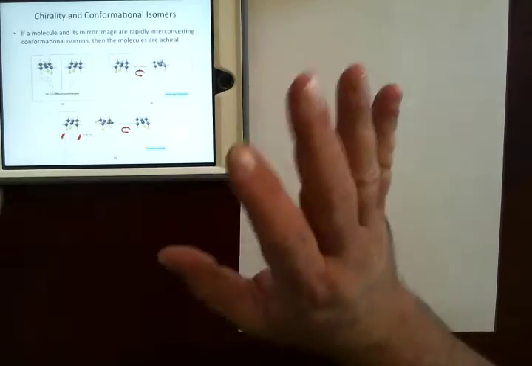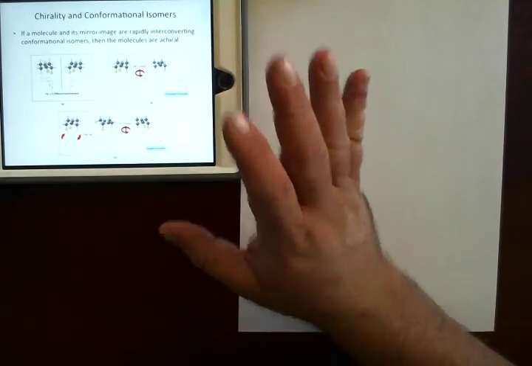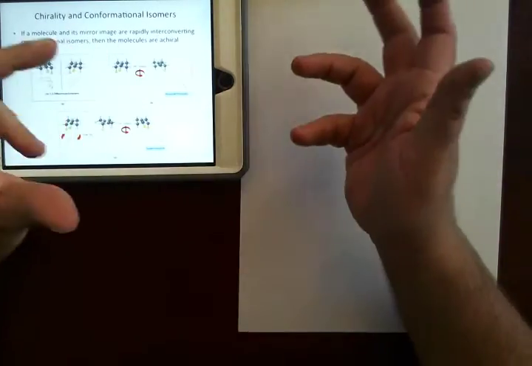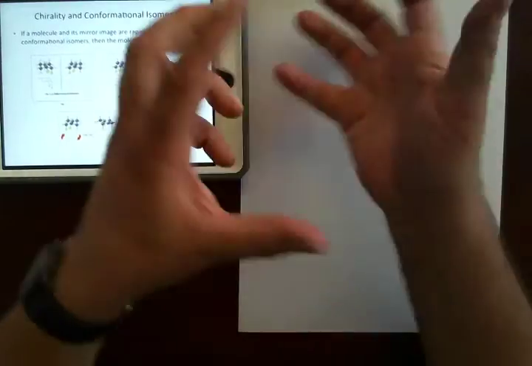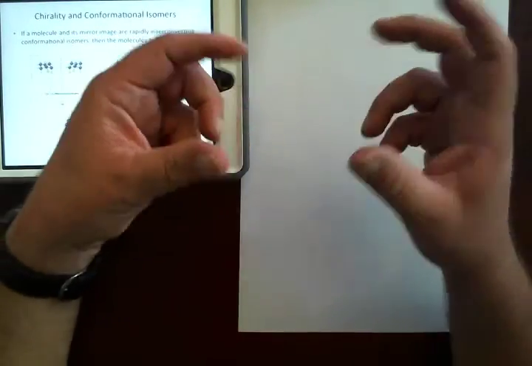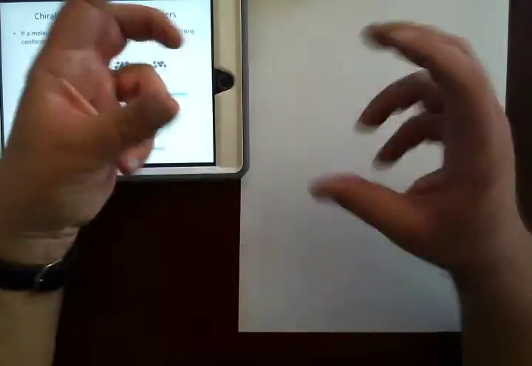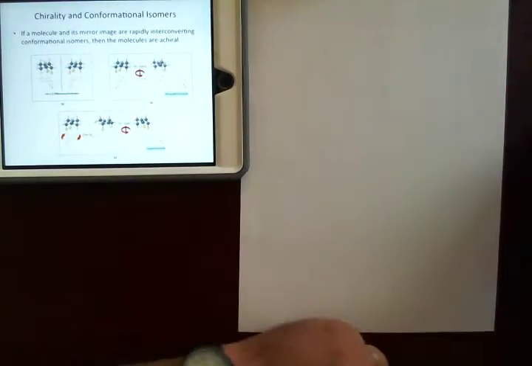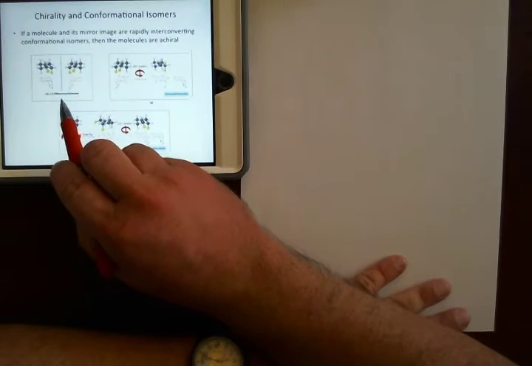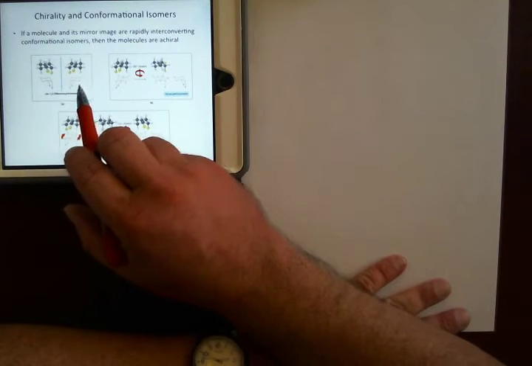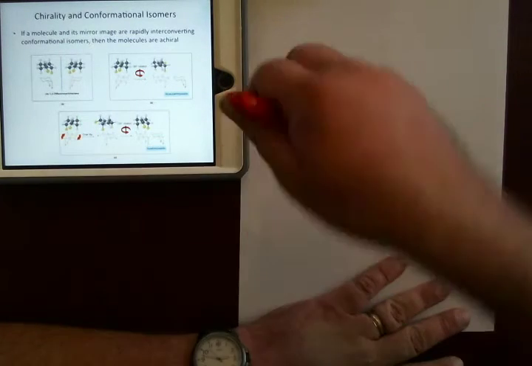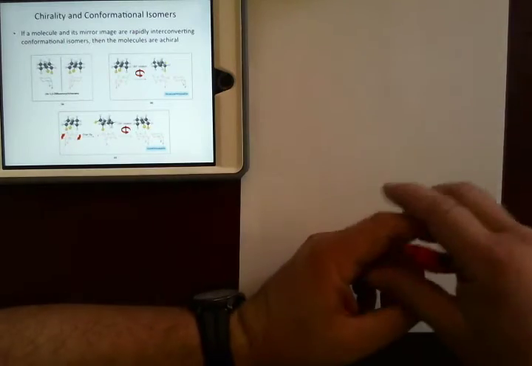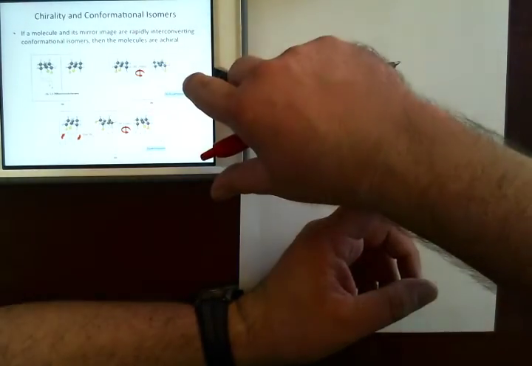I'm not going to necessarily test you on these because they are pretty difficult, but you have to take into account: can I do a chair flip and rotate it, and chair flip it in order to get it to be superimposable? So if I have the cis-1,2-difluorocyclohexane and do the mirror image, then what I can do is rotate it to get it here.